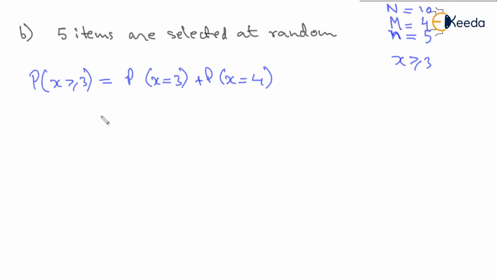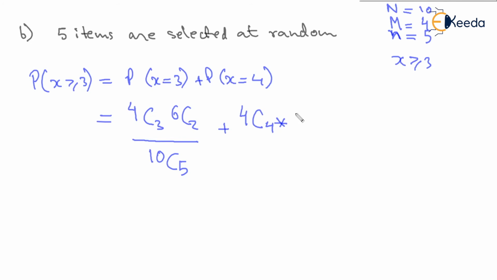So this becomes, but the number of total items we are selecting is 5, so it is 4C3 into 6C2. Now 3 items are selected out of 5, 2 remain, so 2 items are selected from 6 items. Total items to be selected is 10C5, plus all 4 defective items, 4C4 into 6C1. Out of 5, 4 are defective, so 1 is non-defective, and total items selected is 10C5.